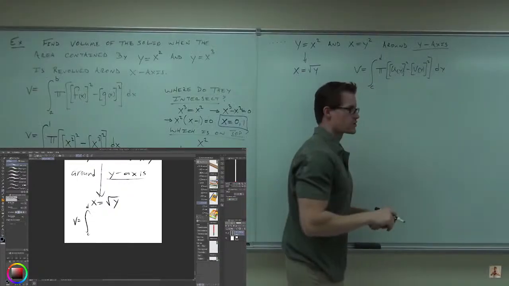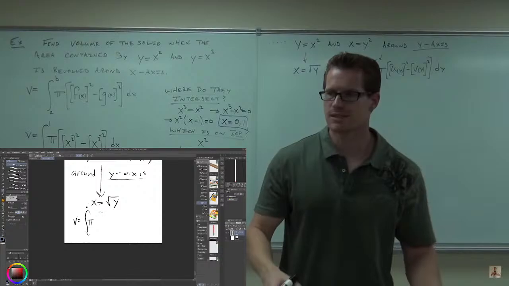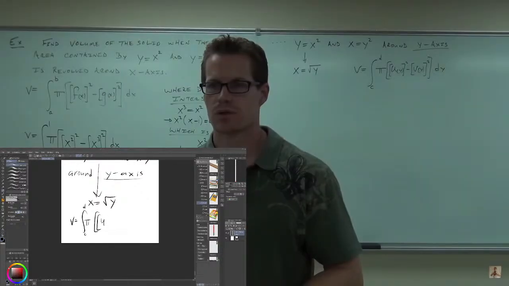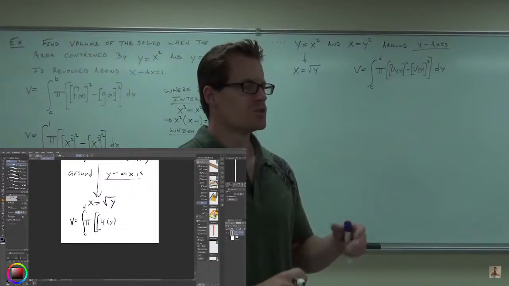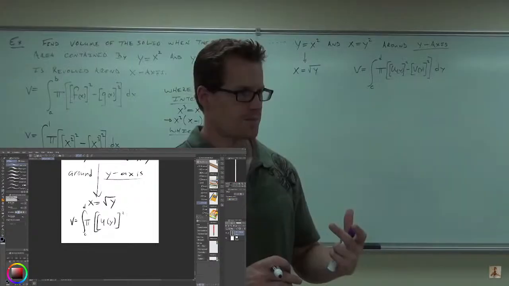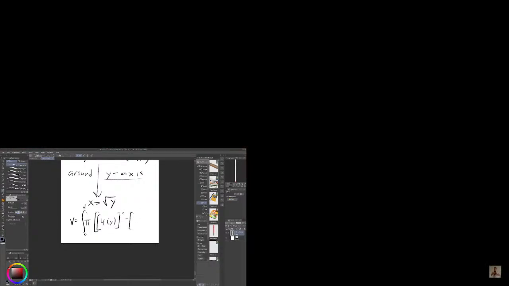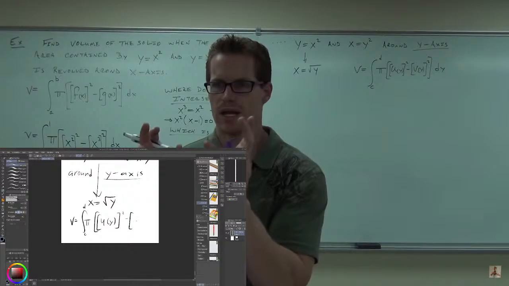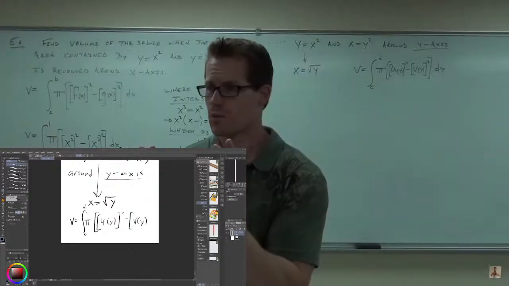Remember, everything's got to be in terms of y, nice and neat. Someone said bounds. How do you find bounds? Check it out. Do you see why you need this in terms of y? If I set the functions in terms of y equal to each other, I will be solving for y's, right? And this is around the y-axis. It would be useless to solve for x's if I'm going around the y-axis. That wouldn't make any sense. That's why I have it in terms of y.